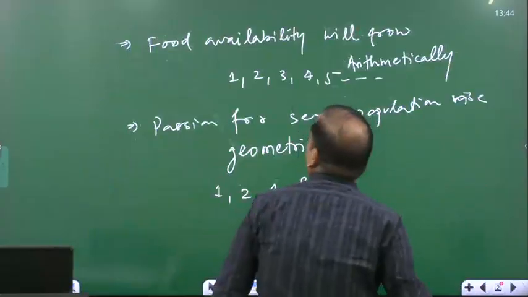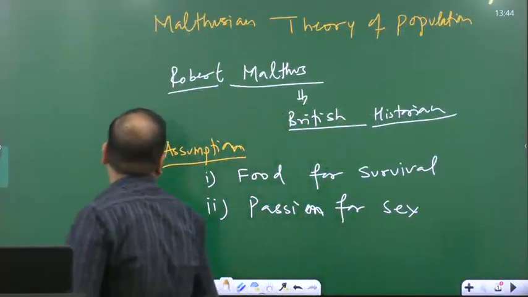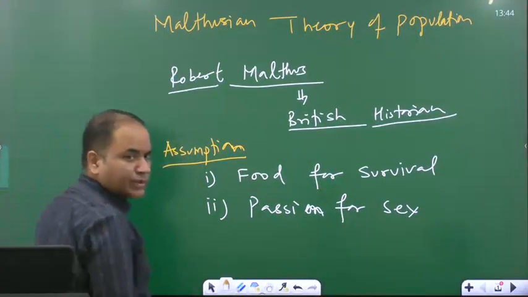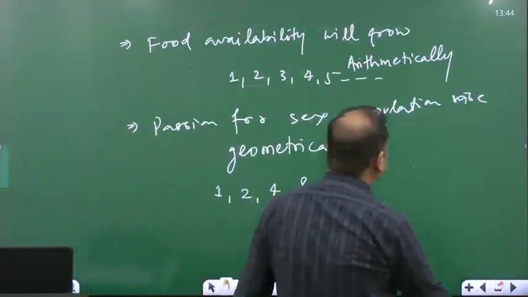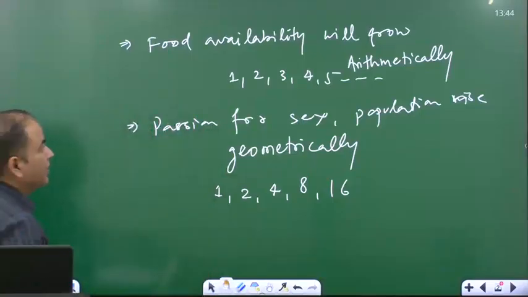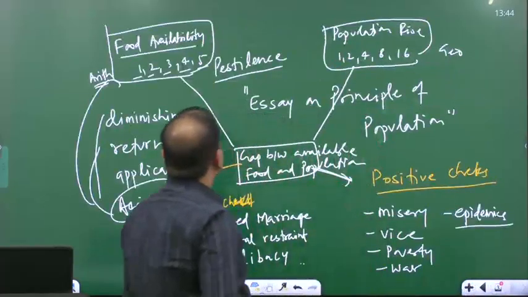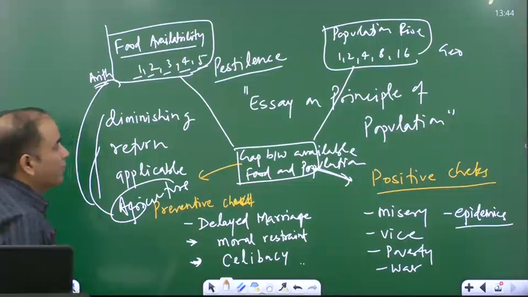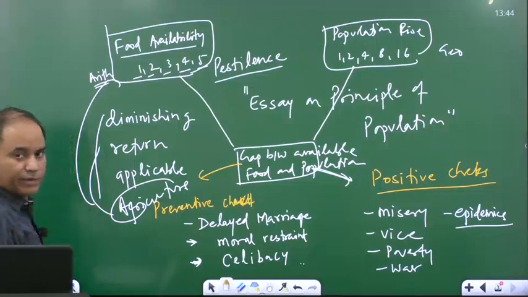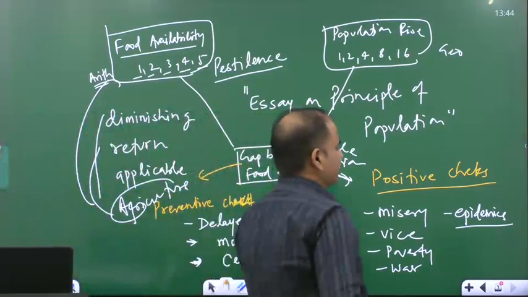So this is the theory, a very simple theory, the Malthusian theory. Two of the assumptions. Based on the two assumptions, he simply suggested that population will grow geometrically, food will grow arithmetically, and then you will have these positive checks, preventive checks. So the theory is in a very simplistic form.